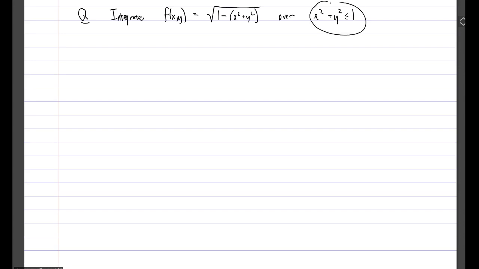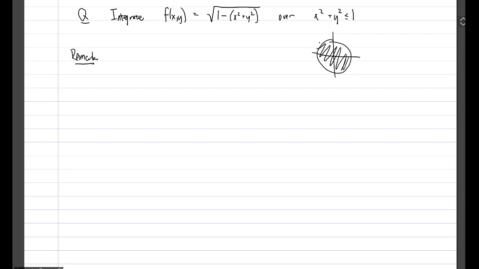Let's try another. Let's integrate f of x comma y equals root 1 minus quantity x squared plus y squared over the following region, x squared plus y squared less than or equal to 1. So this is just a way of describing the filled in unit circle, right? The question has been posed, but this is the region, the filled in circle.